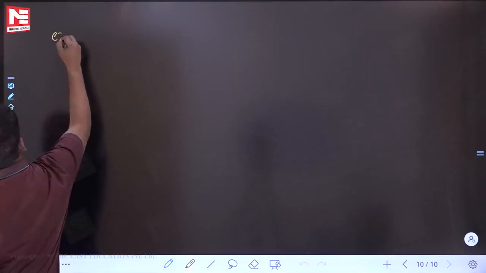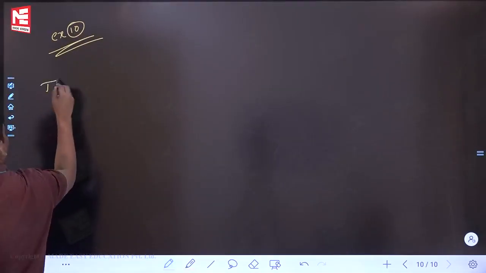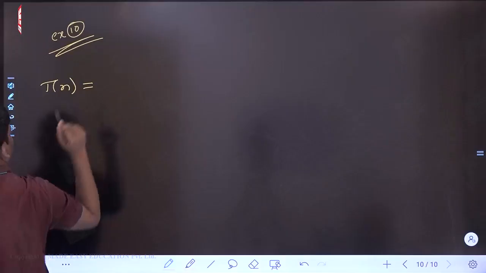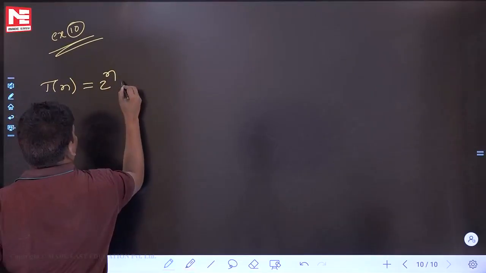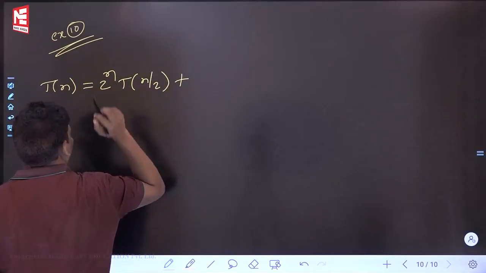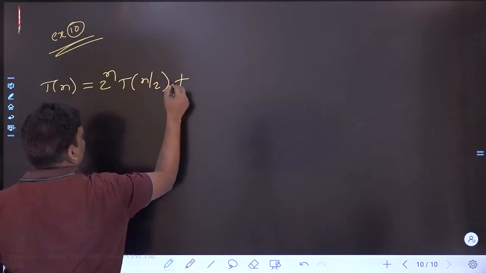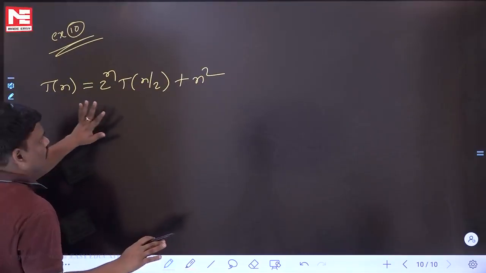A small thing is pending. See example 10. T(n) is equal to 2 power n T(n/2) plus n squared. Assume this is the recurrence relation.